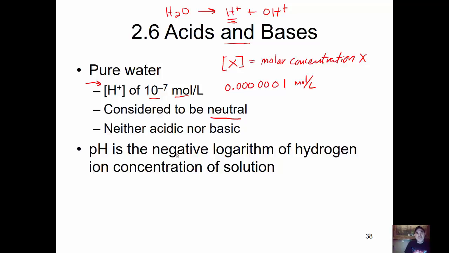So this brings up the idea of pH and what is pH. So pH is the negative logarithm of the hydrogen ion concentration. So pH equals the negative log of the hydrogen ion concentration. Okay, so we said in pure water it is 10 to the negative 7 moles per liter. So pure water would then be negative log of 10 to the negative 7. The answer we're going to get is 7.